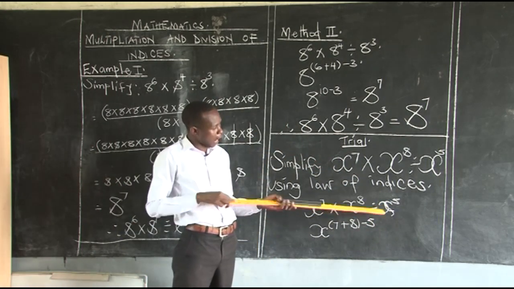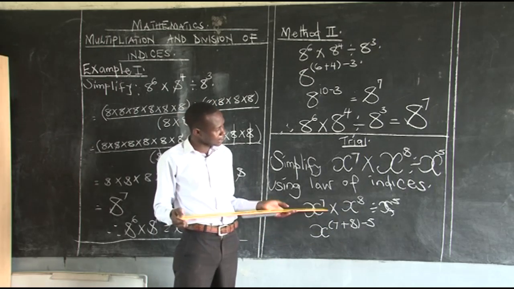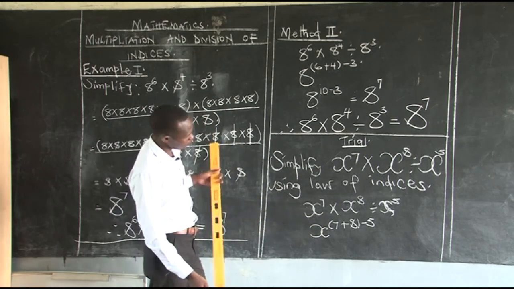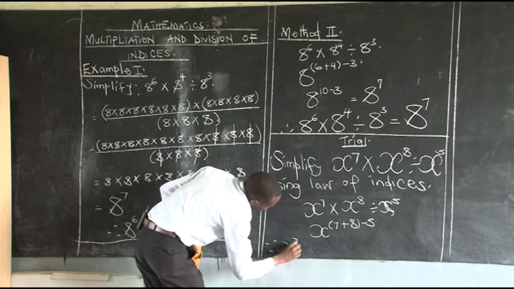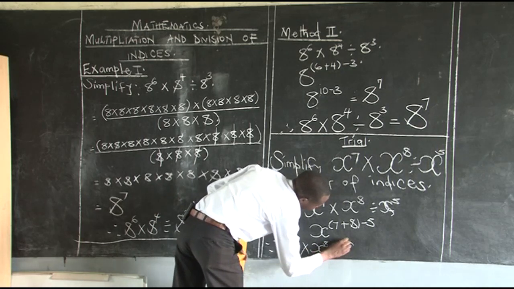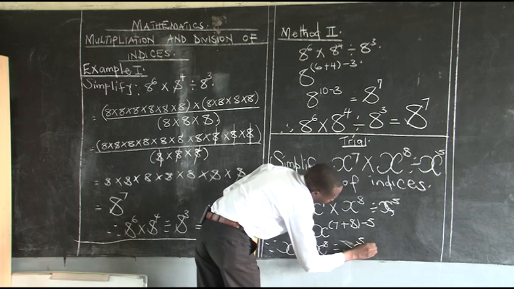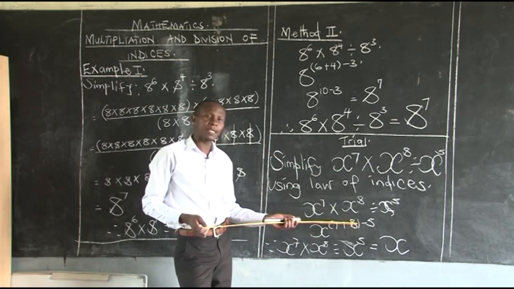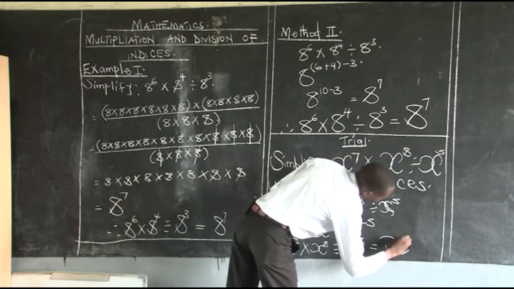But if this x was m, I would not do this, because the bases would not be the same. But this time round, all the bases are the same. It is x, x, x, so I'll maintain x. Therefore, x to power 7 times x to power 8 divided by x to power 5 will be equal to x to power, let's look at this together. We have 7 plus 8, that will give us 15. 15 take away 5 will give us 10. So it will be x to power 10.